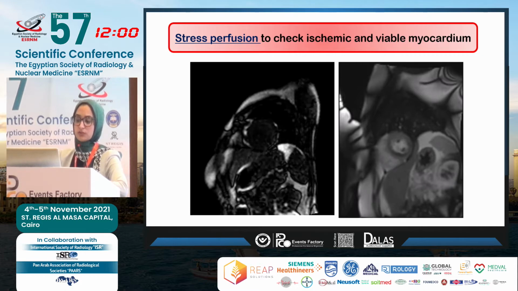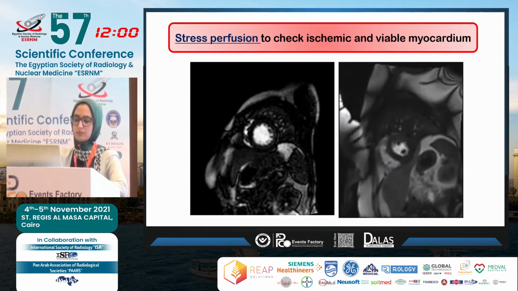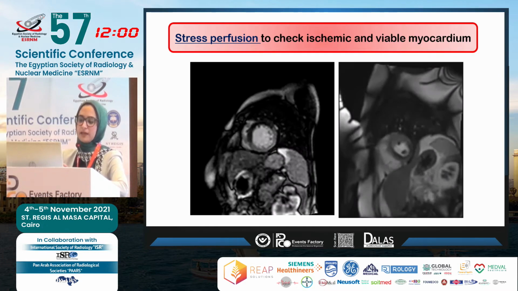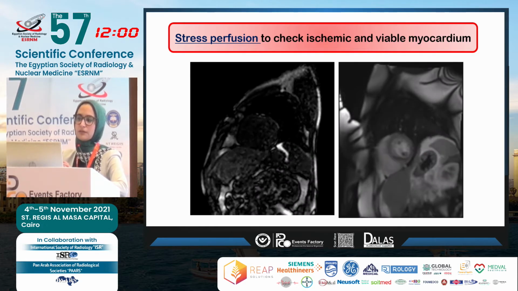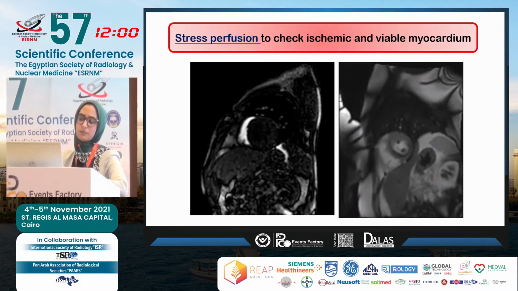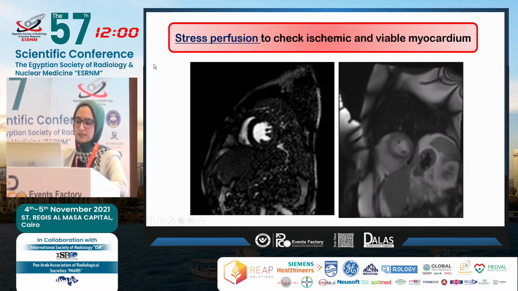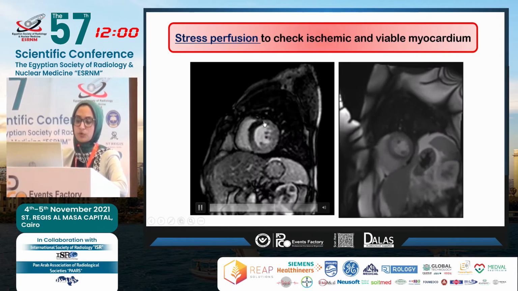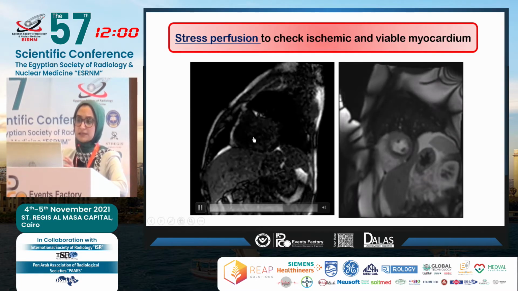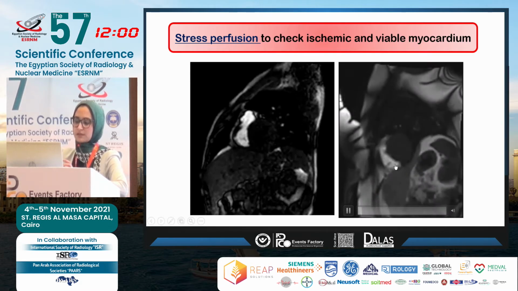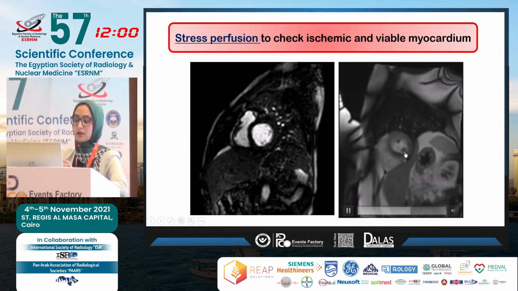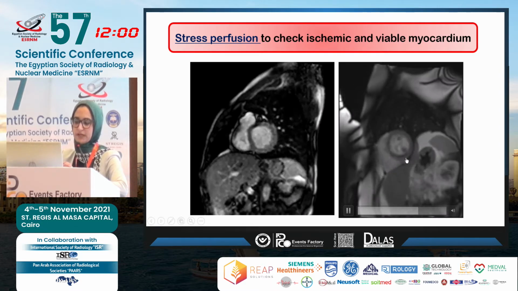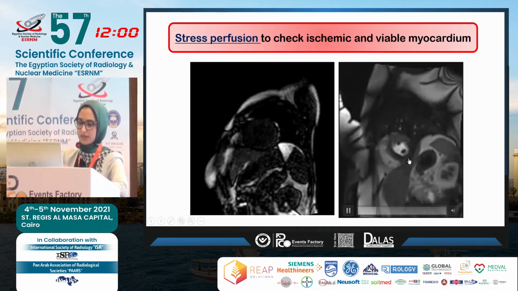You can actually do stress-induced images, injecting a stress-inducing agent, and detect ischemic myocardium that is not forming a scar yet. As you can see here on the left-hand image, there is a transmural perfusion defect in the LAD territory, and here there is a subendocardial perfusion defect in the RCA territory. So that's an ischemic pattern of perfusion defects, and it's not forming a scar yet.